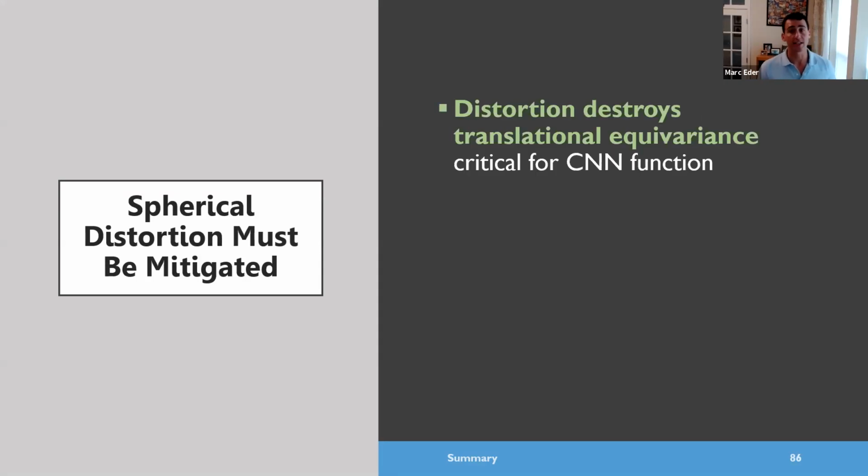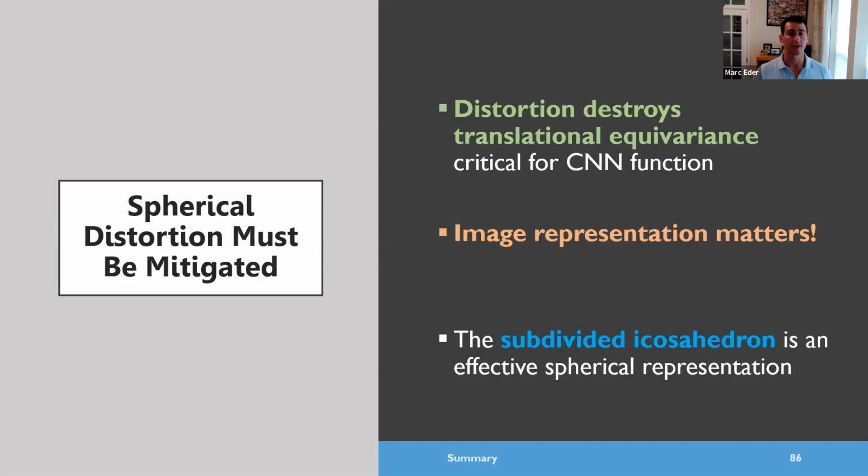Otherwise, it will destroy the translational equivariance that is required for the proper functionality of CNNs, as well as many of our other vision algorithms. And because spherical distortion is a function of our choice of representation, the image representation matters a lot. One thing to remember is that a good choice of representation uses the subdivided icosahedron or some derivation thereof because of its nice low distortion properties.